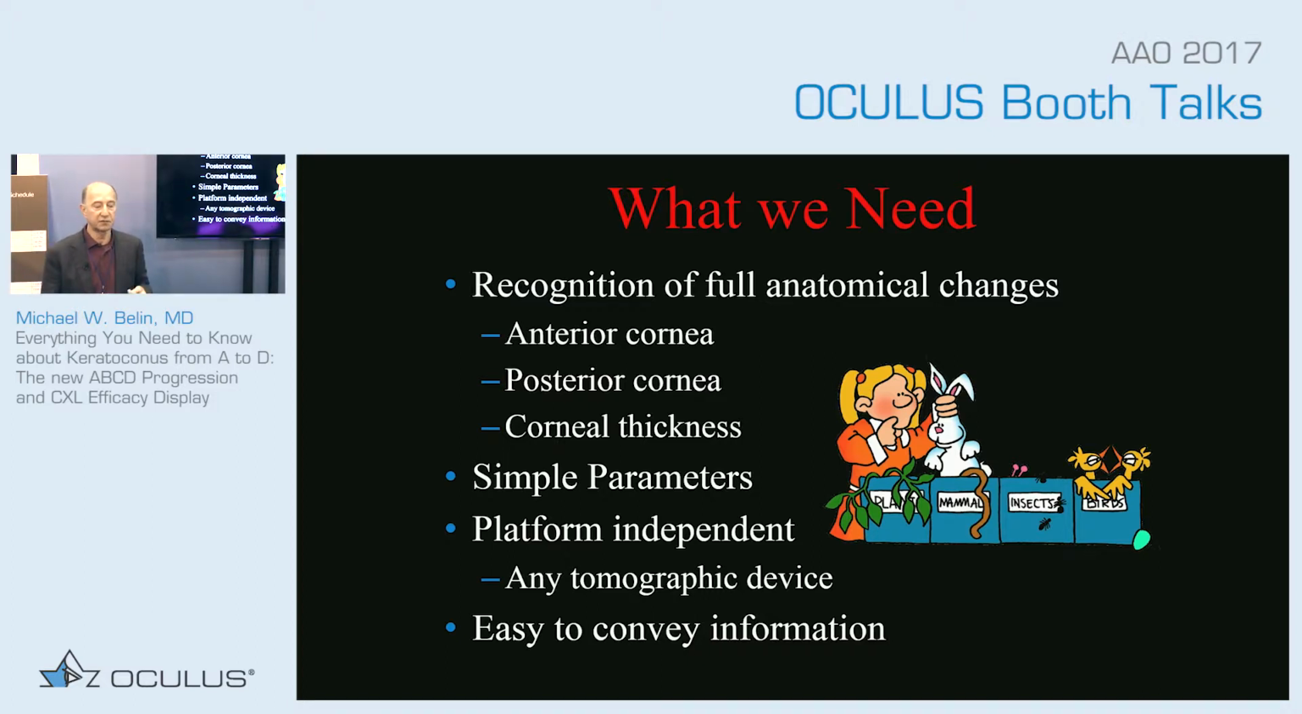So what we need is no different than what other fields do. Again, I use oncology because it's a good example. If you were to go to an oncologist and had breast cancer, they stage your nodes, they stage the extension, they stage your genetic markers. Each thing is staged separately. We need to do that with keratoconus. We need full anatomical changes, both the anterior cornea, the posterior cornea, the corneal thickness. These need to be reasonably simple parameters so we can convey. It should be platform independent. In other words, it should be applicable across any device that's capable of tomographic data. So that could be Scheimpflug or OCT. And again, relatively easy to convey.